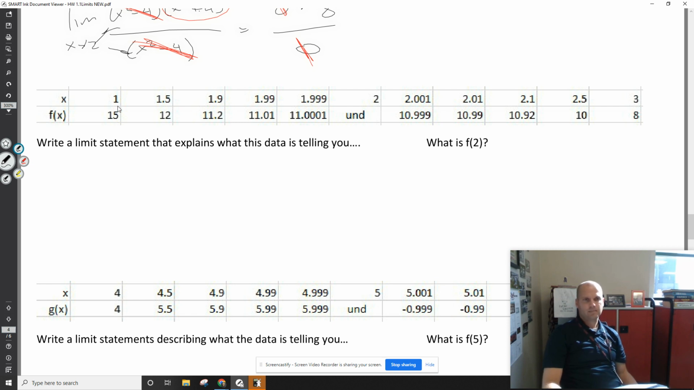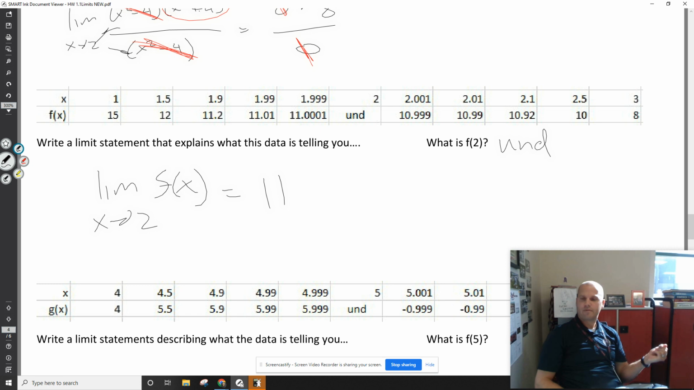Okay, so I got x's and then y's. My x's, I can see we got values that are getting closer and closer to 2, like 1, 1.5, 1.1. And then we got y's that look like they're approaching a certain value. Now, f of 2 is undefined, it says, at 2, undefined. It does not exist. But as x's approach 2, it looks like my y's are approaching 11 to the left and to the right. Boom.